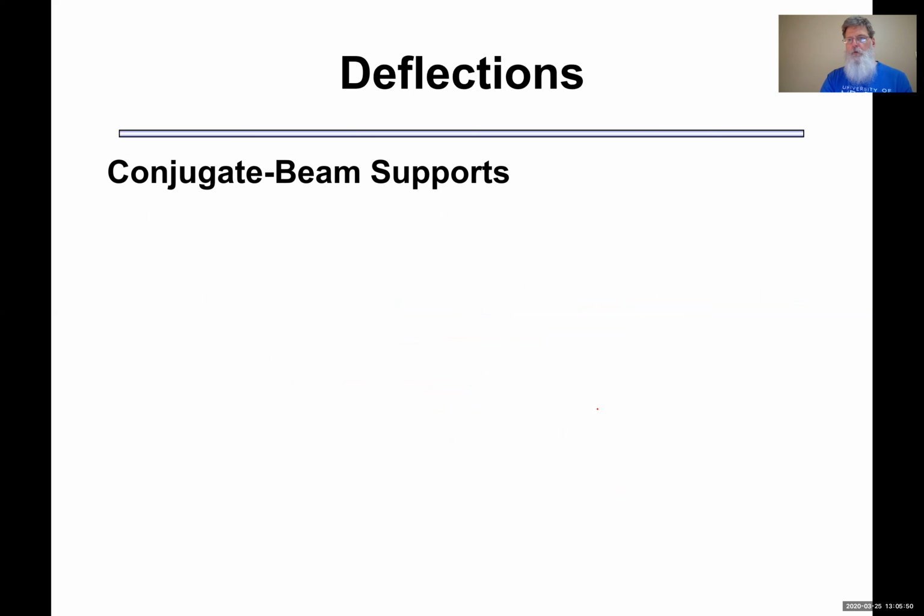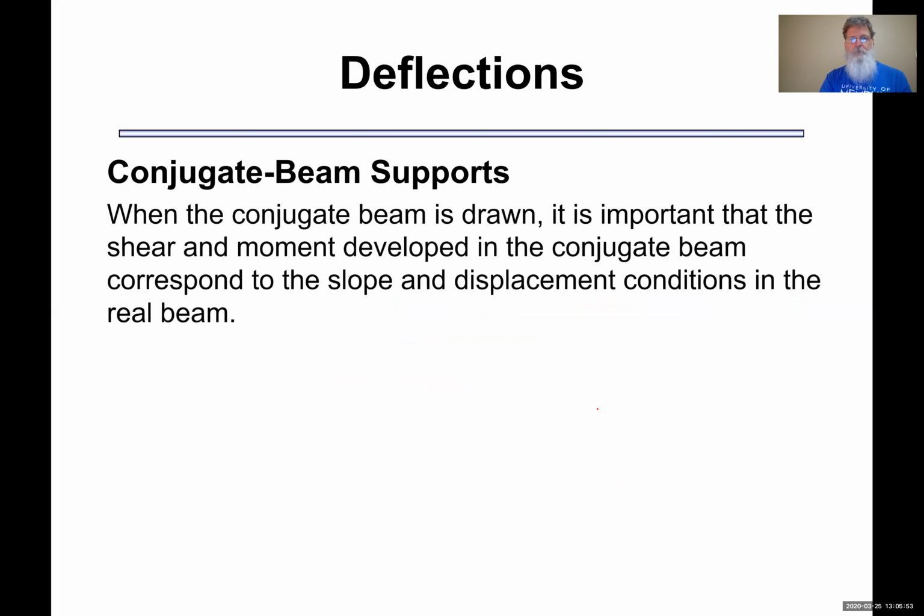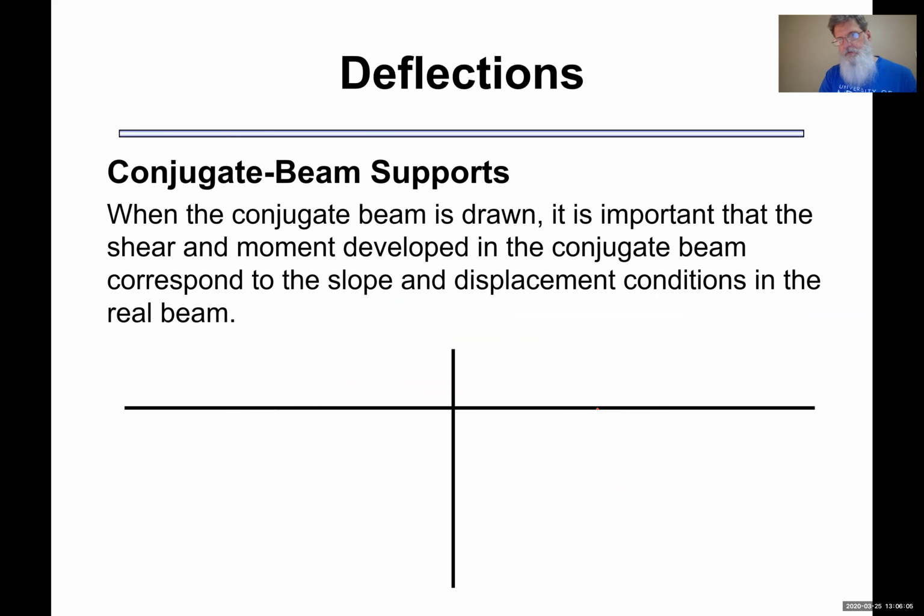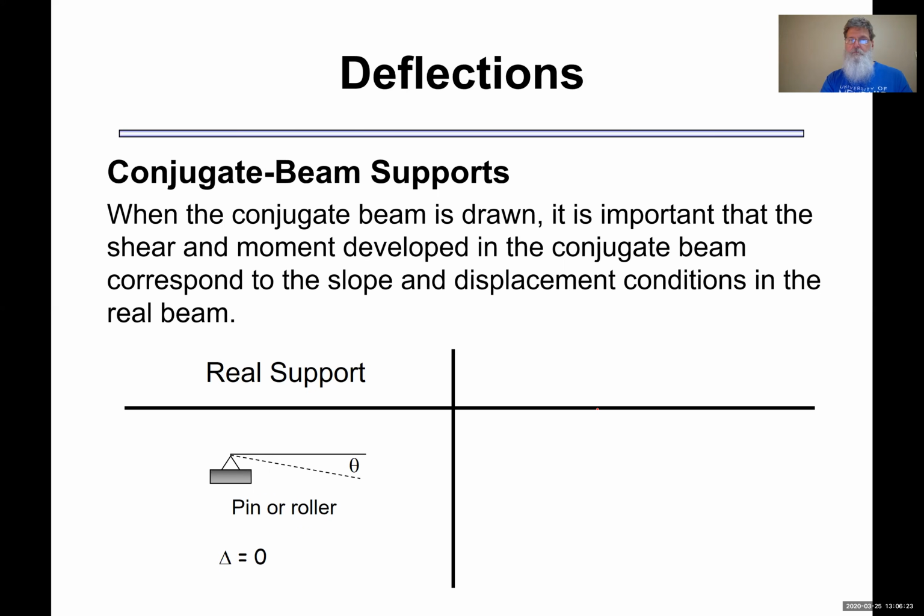Well, that comes from what we call the conjugate beam supports. So we want to make sure in the conjugate beam that shear and moment in the conjugate beam match to slope and displacement in the real beam. So we'll do that by examining our typical supports. Let's start with a real support, the first one we can start with would be a pin. And I know in a pin connection, or a roller, that I have no displacement at the pin, but I do have slope. So you can see 0 displacement, some slope.